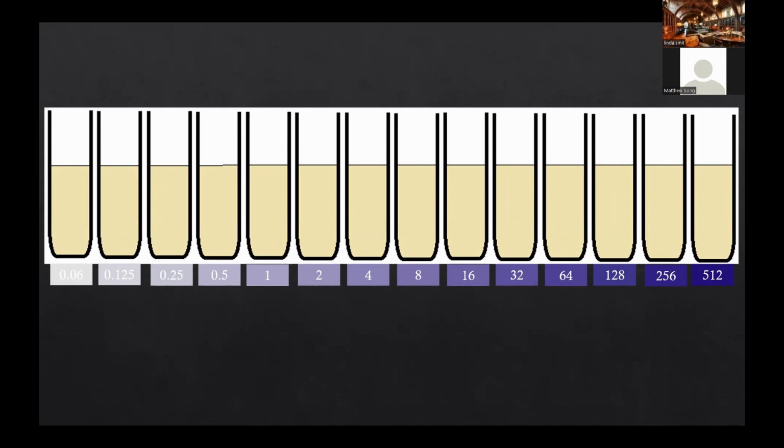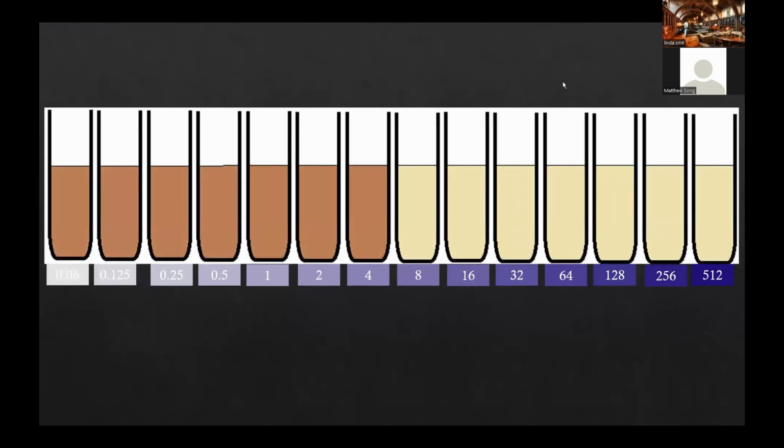All we do is we take our bug of interest, the bug that we've isolated from this patient, we put it in each one of these tubes, and we watch to see whether it grows or not. So after overnight, this brown here is the bug having grown. So determination of the MIC, like I said, is very, very simple. This bug grew at 8, it grew at 4, but it did not grow at 8. So the lowest concentration that inhibited growth of the organism was 8. This bug has an MIC of 8 to this particular drug.